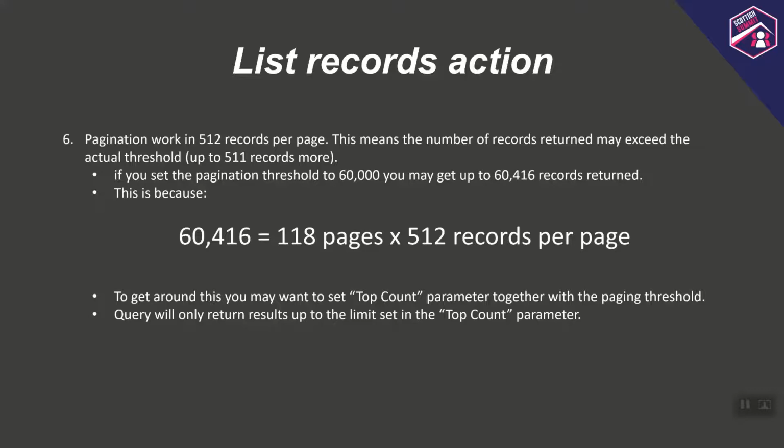Let's say you have a requirement where you need exactly 60,000 records or up to 60,000 records, then you would need to use both the top count parameter and the pagination threshold. So if you set both of these configurations to 60,000, then you can expect only up to 60,000 records. And it is also important, if you're using the top count parameter, to set an order by clause. This way you know exactly how the subset of the records is taken from the full set of records that the query would have returned.